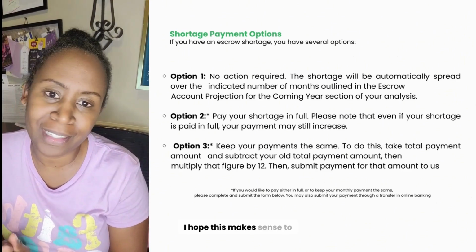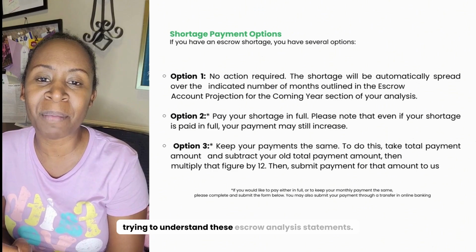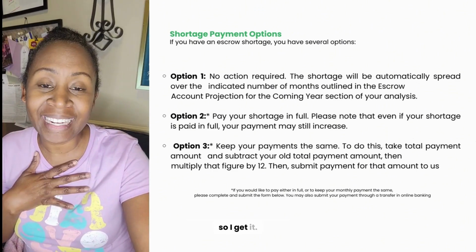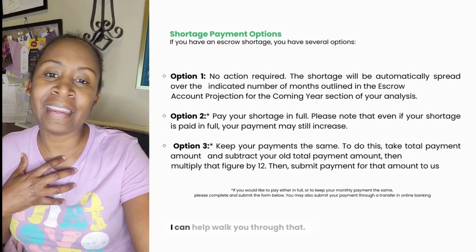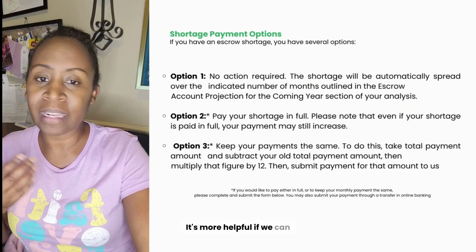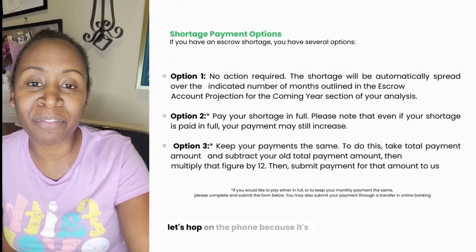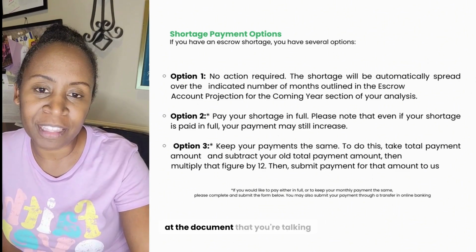I hope this makes sense, you all. I know it can be very complicated trying to understand these escrow analysis statements. I get the phone calls all the time, so I get it. If you have any questions, feel free to inbox me and I can help walk you through that. It's more helpful if we can go through it together. So if you inbox me, don't be surprised if I say, hey, let's hop on the phone, because it's easier to understand if we're looking at the document that you're talking about.